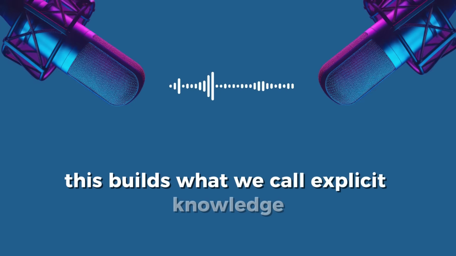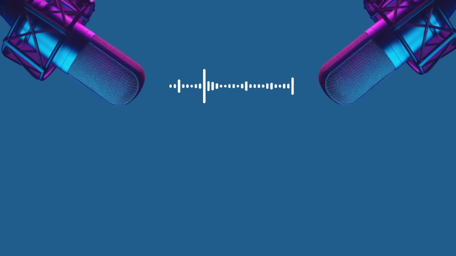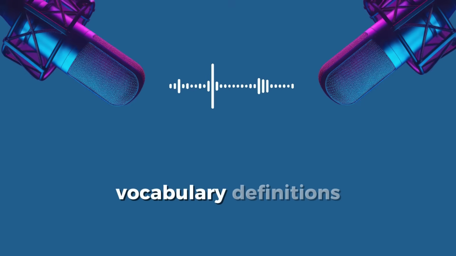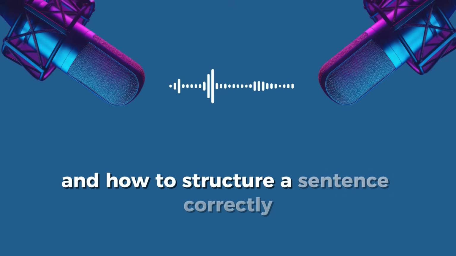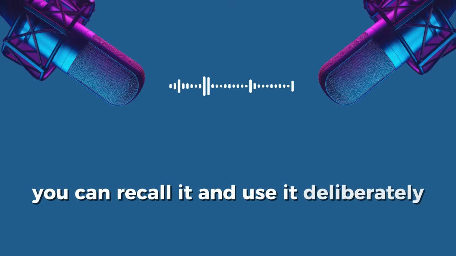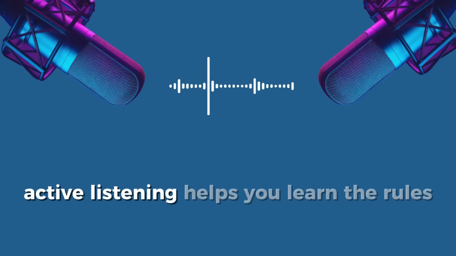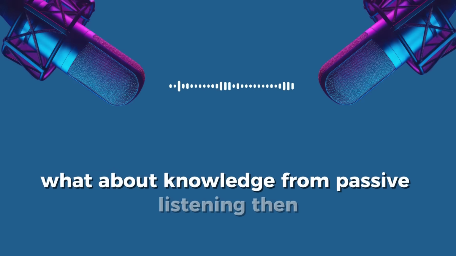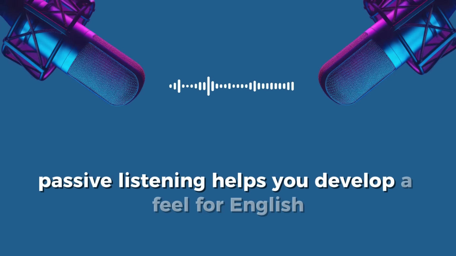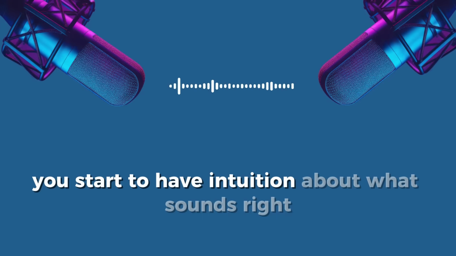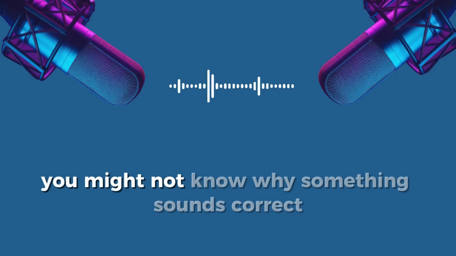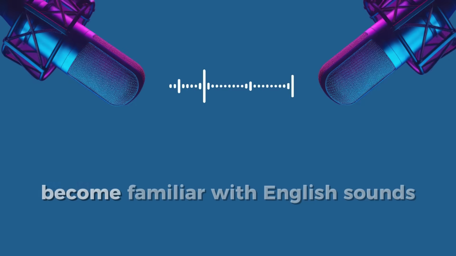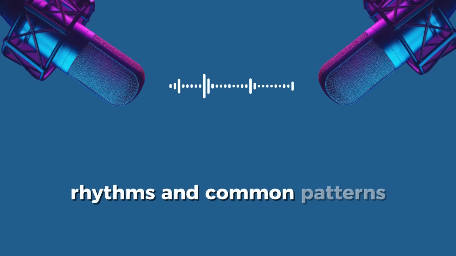This builds what we call explicit knowledge. Explicit knowledge? Explicit knowledge is the stuff you consciously know and can explain, like grammar rules, vocabulary definitions, and how to structure a sentence correctly. You can recall it and use it deliberately. Okay, so active listening helps you learn the rules and the words you can consciously use. What about knowledge from passive listening then? Passive listening helps you develop a feel for English. You start to have intuition about what sounds right. You might not know why something sounds correct or incorrect, but you can sense it. This type of listening helps you become familiar with English sounds, rhythms, and common patterns.